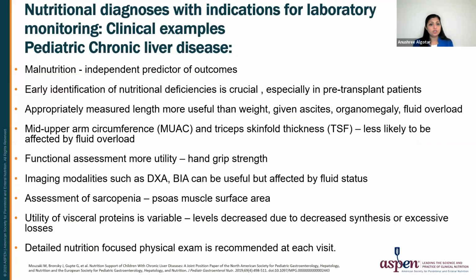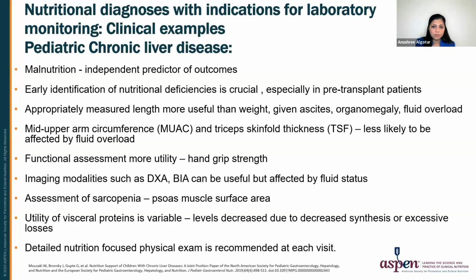Early identification of malnutrition and nutritional deficiencies is crucial, especially in pre-transplant patients where there is an important need to optimize nutrition. Fluid overload and organomegaly lead to a lot of challenges in this clinical situation. As such, an appropriately measured length or height proves to be the more useful anthropometric parameter as compared to weight, given the ascites, organomegaly, or fluid overload.